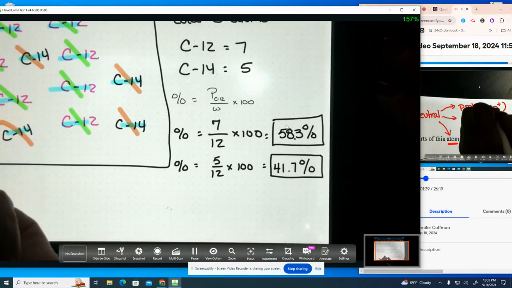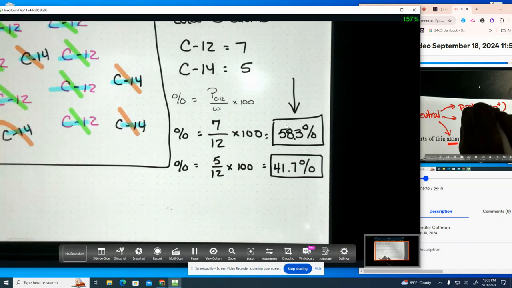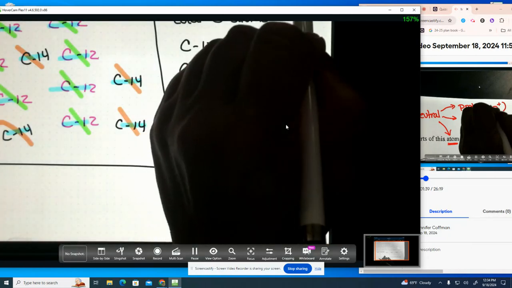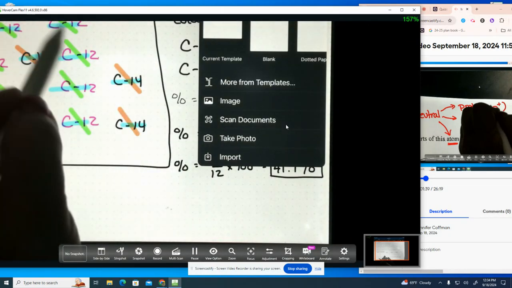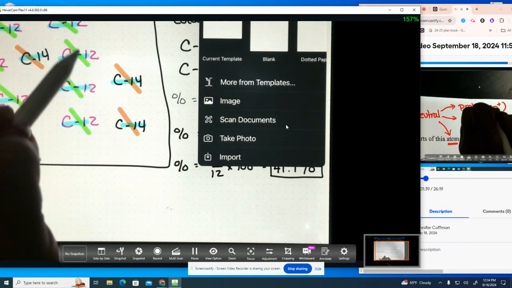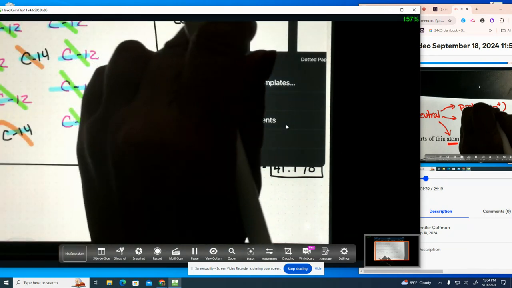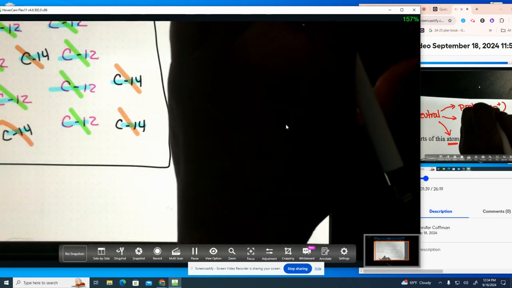We can now use these percentages to calculate the average mass of this sample. We're going to do it two ways. I'm going to show you the old-fashioned way, the way that you would do it in math, and then the way we would do it in science, because obviously we can't specifically count them like I have them on the board here. If I take these carbon 12s, 1, 2, 3, 4, 5, 6, 7, I have 7 things that weigh 12.